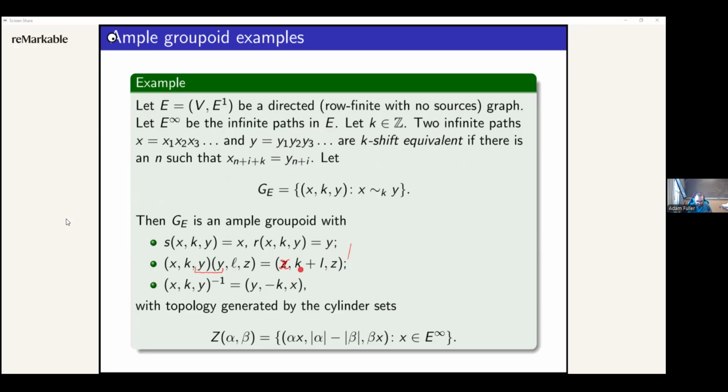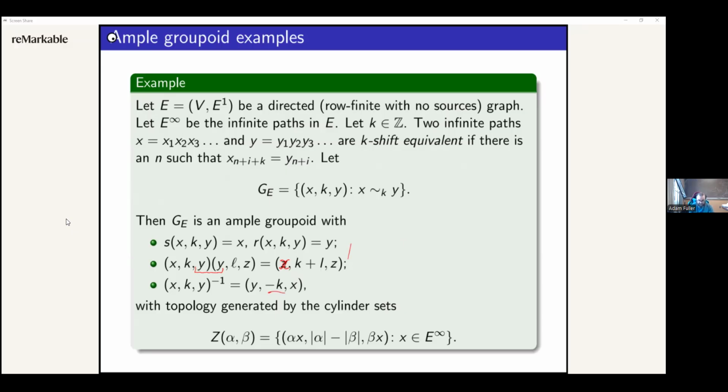And you can see that it's transitive. If x is shift equivalent to y and y is shift equivalent to z, then x is going to be shift equivalent to z, by k plus l. I'm talking in Argentina. I can go back and speak. And then the inverse, we swap the order and we do minus k. This is a groupoid structure, not hard to see.